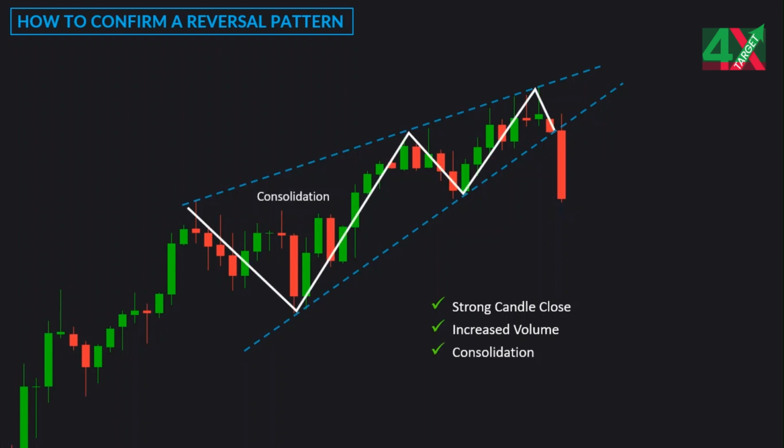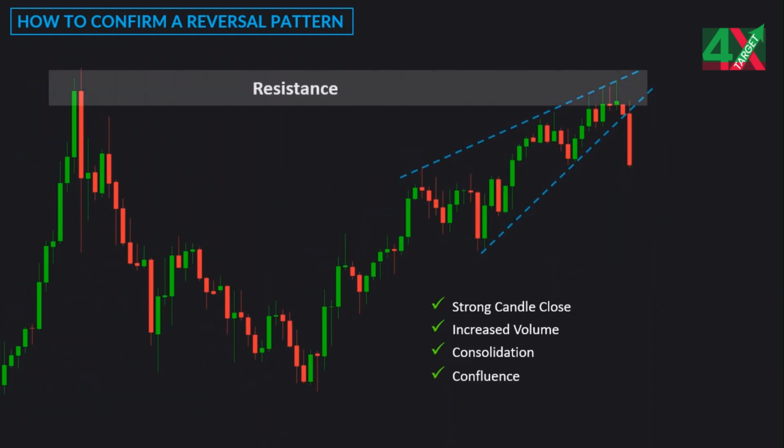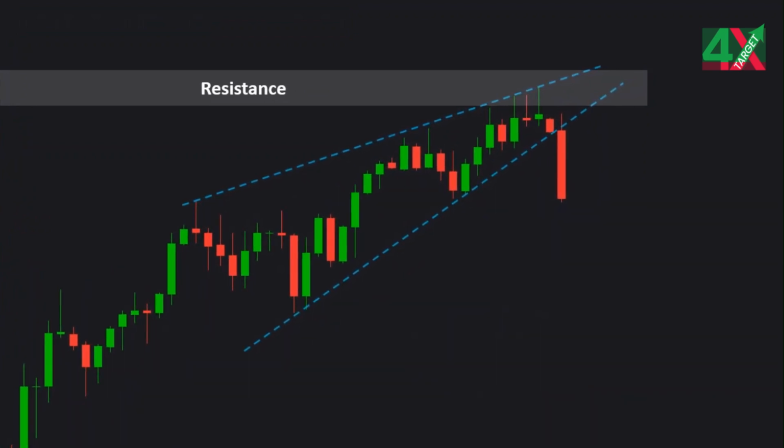Decreasing volume and consolidation in the middle of the pattern. Look for confluence factors such as support and resistance zones, or alignment with higher time frames. Avoid entering trades prematurely, as this increases the reliability of the pattern and improves your risk-to-reward ratio.